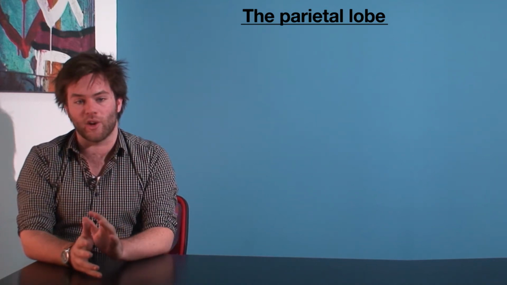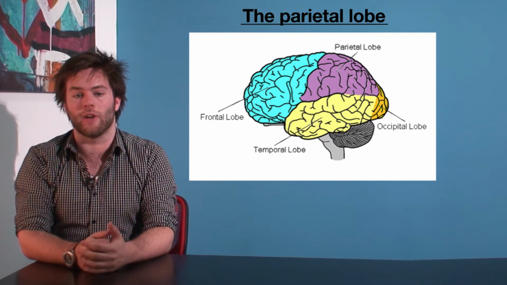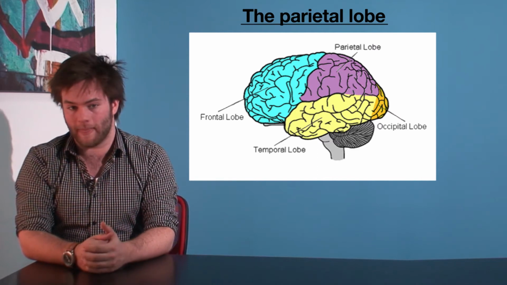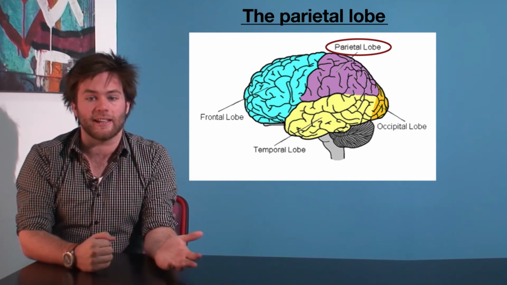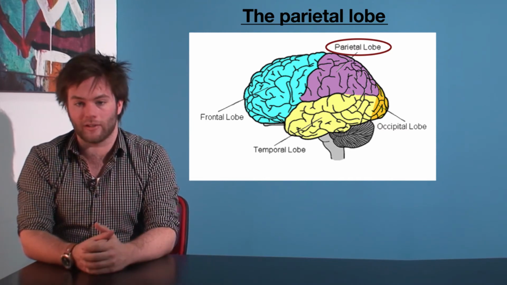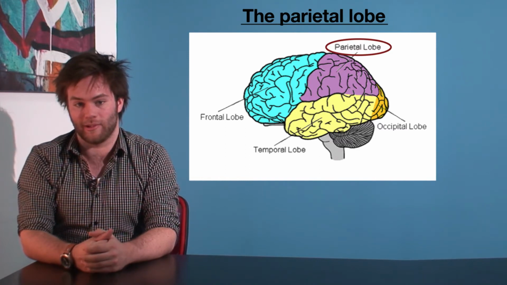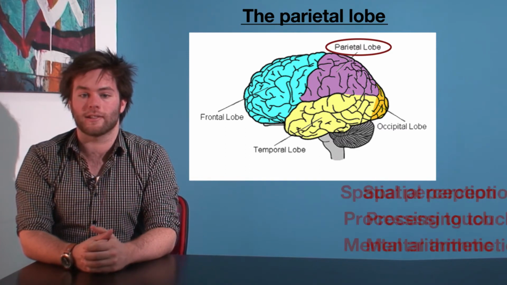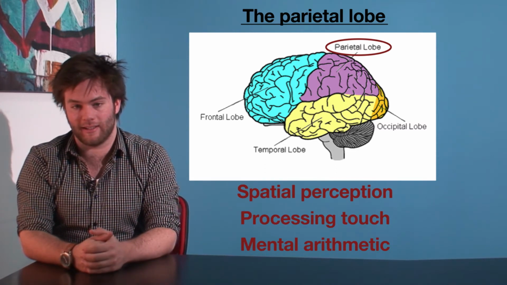In the previous video, we looked briefly at the role of the frontal lobe, but there are three other lobes that contribute to human functioning. One of these is the parietal lobe. As you can see, the parietal lobe sits behind the frontal lobe, in front of the occipital lobe and above the temporal lobe. It is responsible for functions such as spatial perception, processing touch, and mental arithmetic.